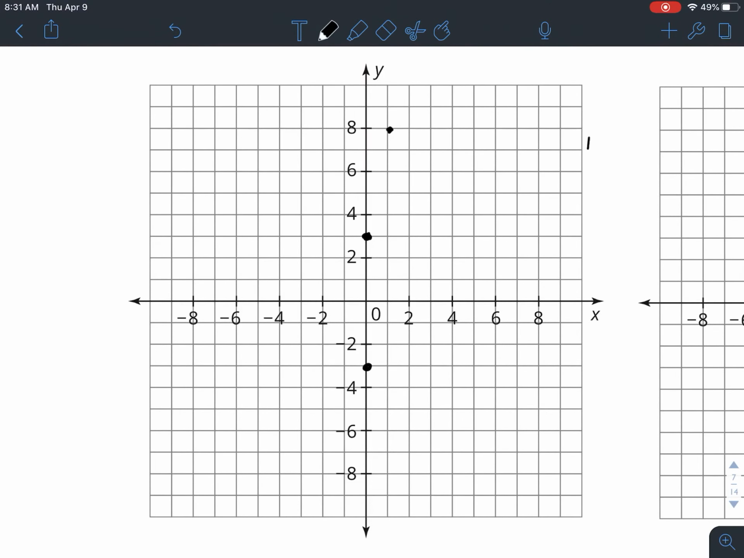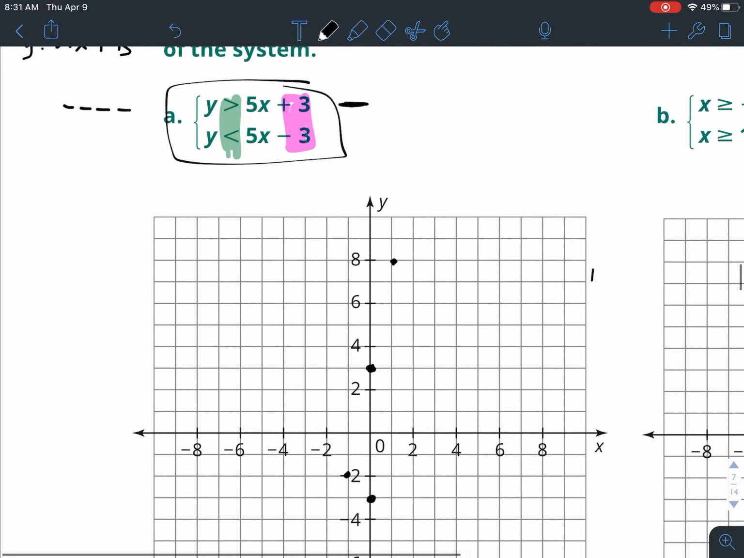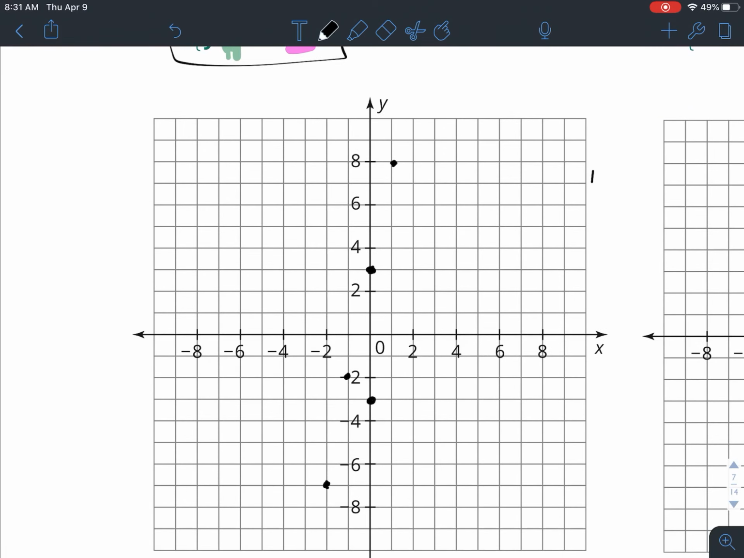1, 2, 3, 4, 5 to the left 1. Can't go down any farther because there's no more. The same goes with the other one because it's positive. So we're going to go up 5, 1, 2, 3, 4, 5 over 1. Can't go up any higher. We're going to go down 5, 1, 2, 3, 4, 5 over 1. Can't go any more. So now we have these two graphs.